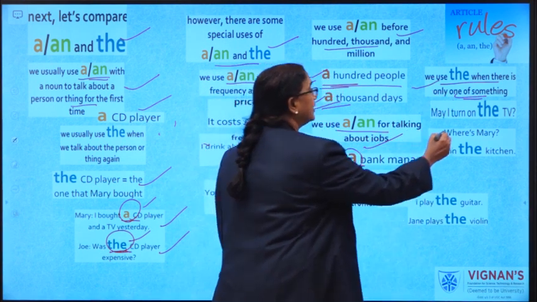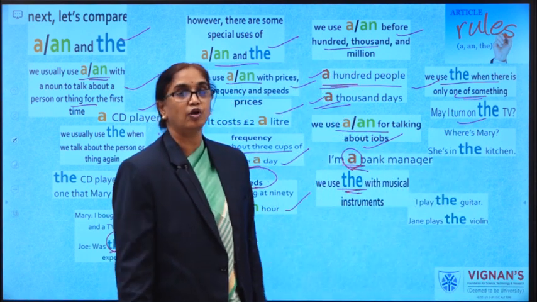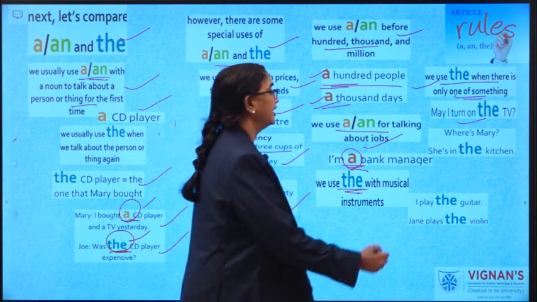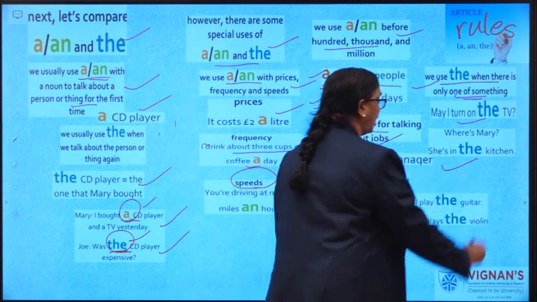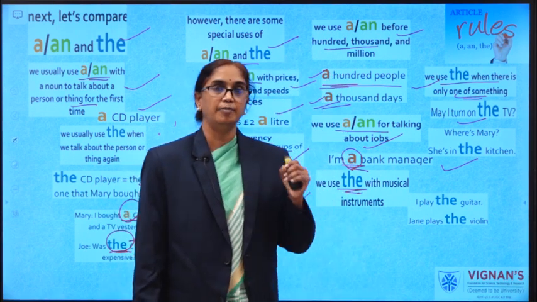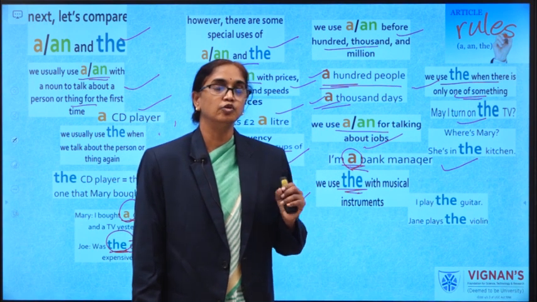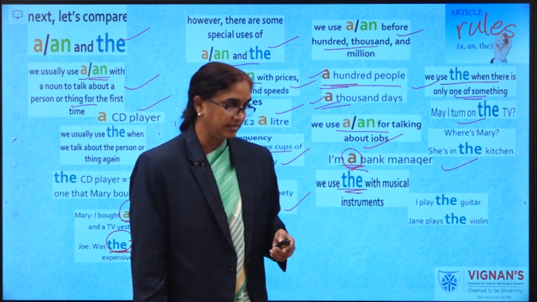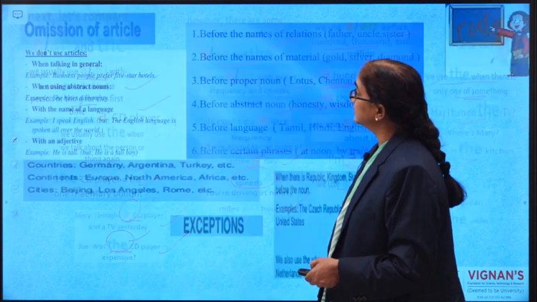For example, may I turn on the TV? Generally at home, you will have one TV. You will not have multiple TV sets. Likewise, where is Mary? She is in the kitchen. Usually the house will have one kitchen. So, where you are talking about one thing, and that is the only thing, then you use the definite article the. These are some of the uses of the articles.